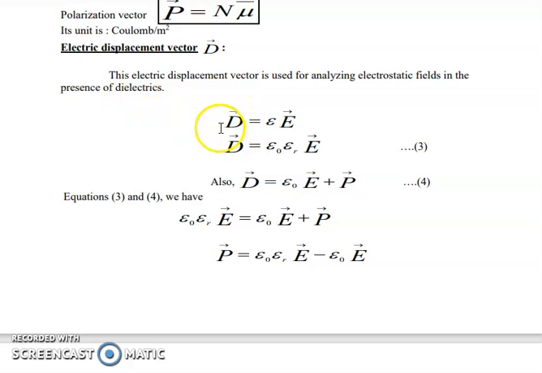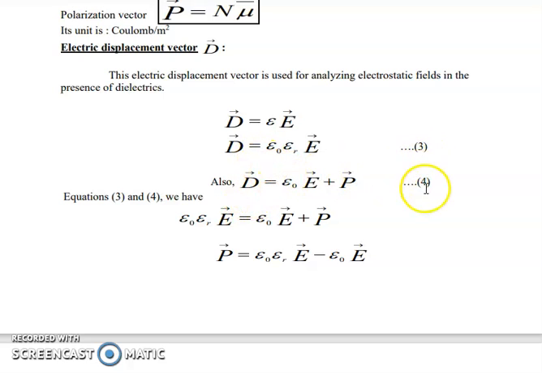So usually we represent D as epsilon E. What is epsilon? We know it is epsilon naught epsilon r. Also there is another expression for electric displacement vector D, which is epsilon naught E plus P. What is E? Electric field. What is P? Polarization. So there are two expressions which we need to remember for electric displacement vector. One is D is equal to epsilon E and another one is D is equal to epsilon naught E plus P. And we know epsilon is epsilon naught epsilon r. So equation 3 also represents D, equation 4 also represents D.